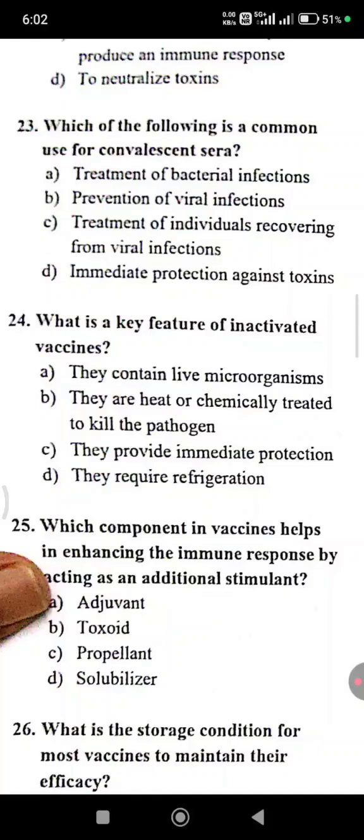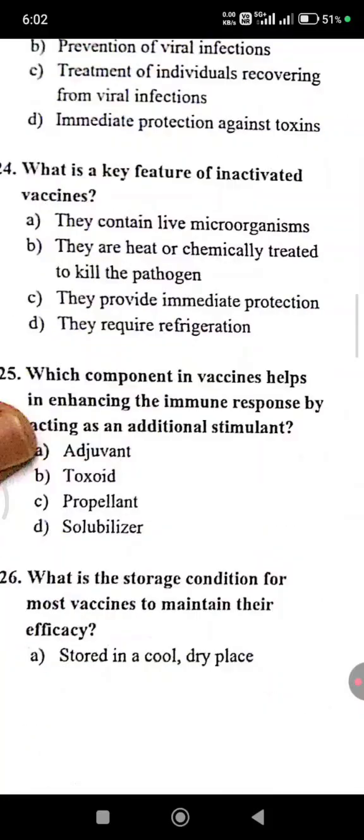Question 24. What is a key feature of inactivated vaccines? Option B, they are heat or chemically treated to kill the pathogens.